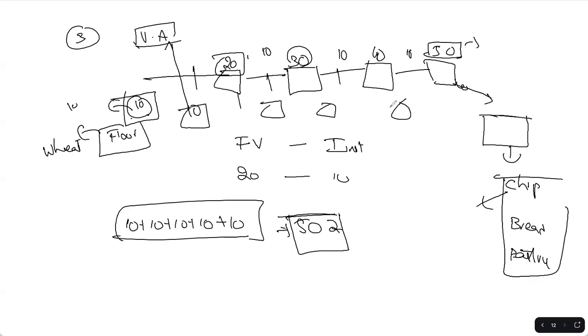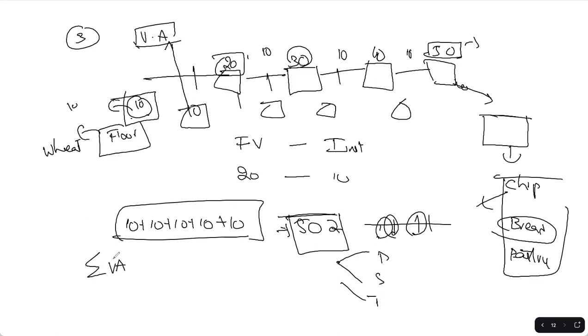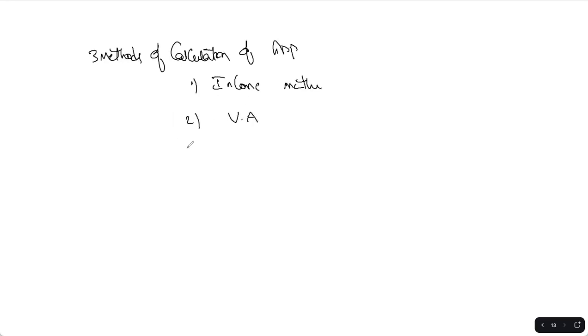So in order to arrive at the final value of this product, we go into the value addition happening at the different stages. Like this, we went to a bread factory, and in the entire supply chain we ask how much value addition is happening. Like this we go to the different sectors of the economy: primary, secondary and tertiary sector. We will calculate the value addition of each, and the summation of all the sectors gives us the GDP. So these are the three methods of calculation of the GDP. One is the income method, the second is the value addition method, and the third is the expenditure method.